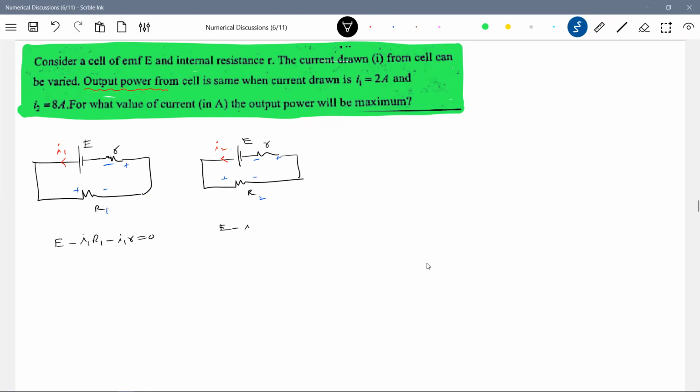Looking at the second circuit, E minus I2 R2 minus I2 R equals 0. Let me multiply by I1: E I1 minus I1 square R1 minus I1 square R equal to 0. Here, E I2 minus I2 square R2 minus I2 square R equals 0. It's telling that the output power will be the same in both cases. So what is output power? The output power means I square R1. P out, I'll write it.